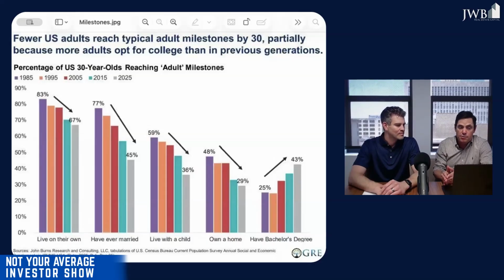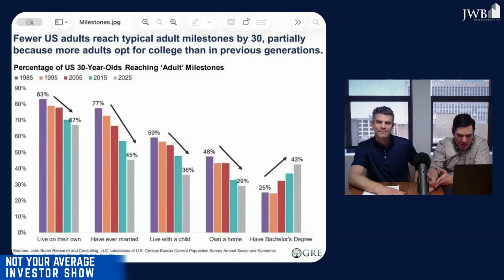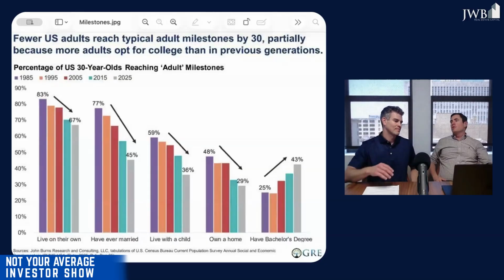And then here's the doozy. 48% of 30-year-olds used to own a home, while now only 29% of 30-year-olds own a home. And then there's one number in these milestones that's going the other way, and that is having a bachelor's degree. In 1985, 25% of 30-year-olds had a bachelor's degree. 43% of 30-year-olds now have a bachelor's degree. GC, when you see these numbers, what are you thinking?